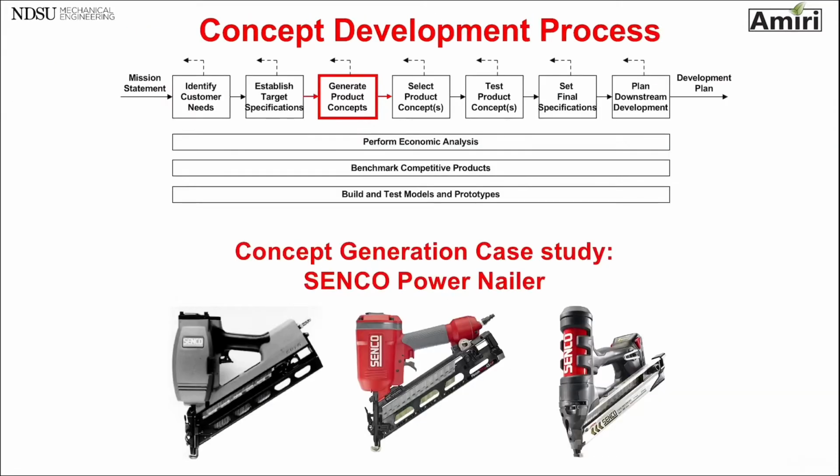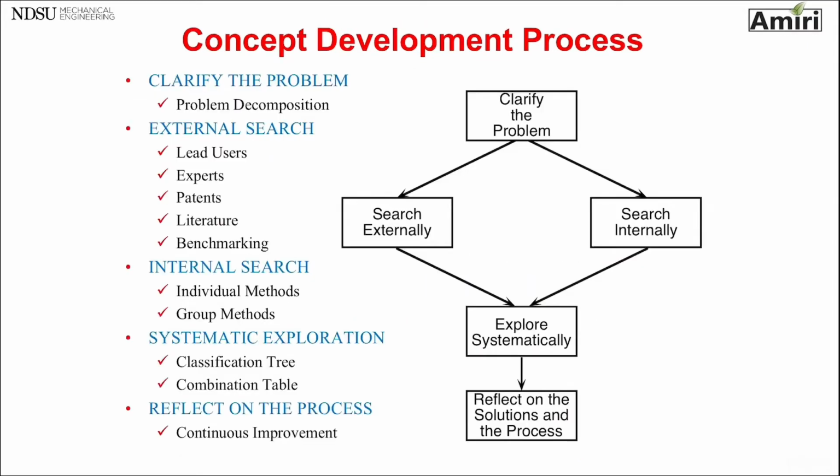Okay, so the example that I have for you in 361, the generating of a concept, was a Senko power nailer, a handheld nailer that a team developed and worked. So if you remember, developing a concept is a 5-step process. And again, it is very important to follow these steps if you want to have a successful product, successful senior design, and prototype and product. Okay, so we're going to go through all of these.